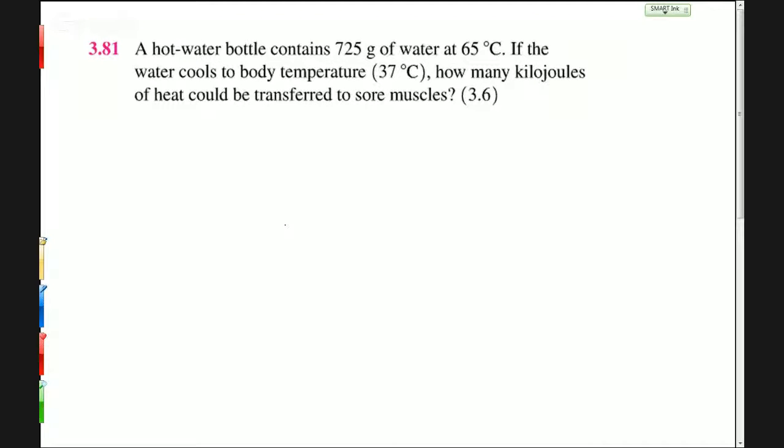Anybody used a hot water bottle before? You know what that is? It's like a flexible sort of bottle that you put hot water in to put on your sore muscles, or you keep it in bed with you to keep you warm in the winter.